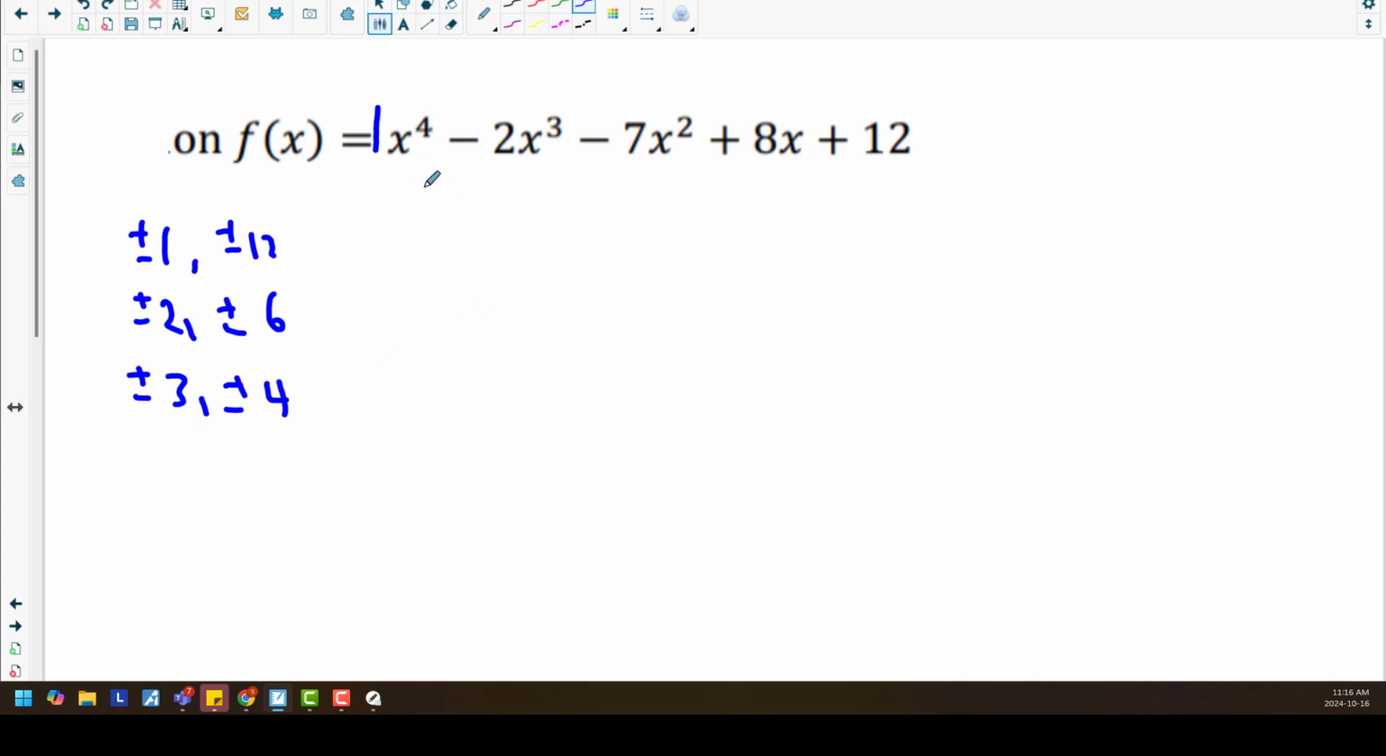Let's try 1. You have 1 minus 2 minus 7 plus 8 plus 12. 8 plus 20, and then that's minus 9. No, that's not going to be 0. So 1's not the value.